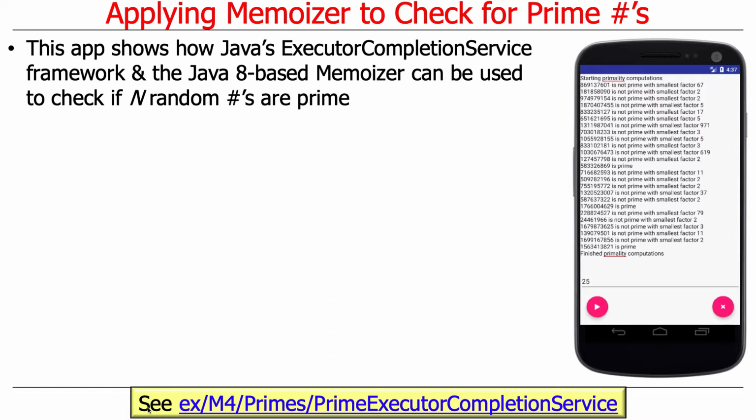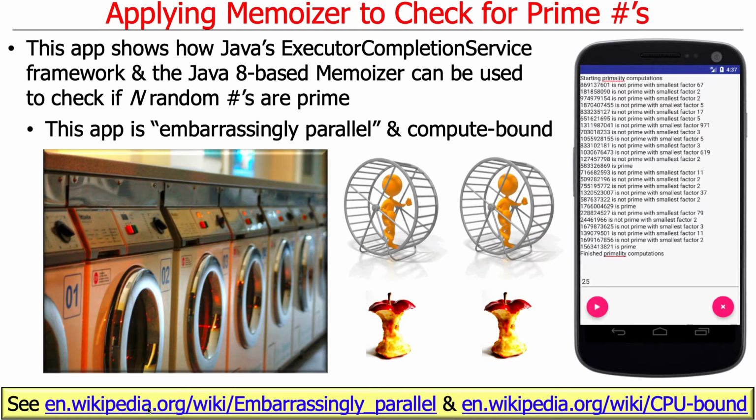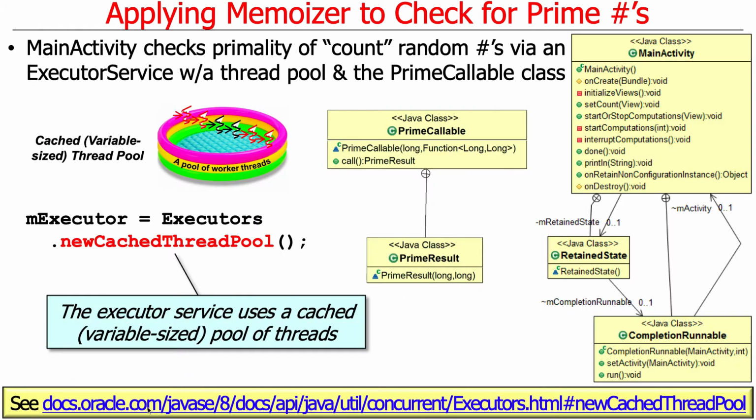So again, same basic thing as before. We have our PrimeChecker app, which is going to use the Executor Completion Service and a Java 8-based Memoizer to check to see if n random numbers are prime. Same semantics as before. It's embarrassingly parallel and it's compute bound. We're going to have a cached thread pool this time, just for the heck of it. We don't have to, but it was just something to add.